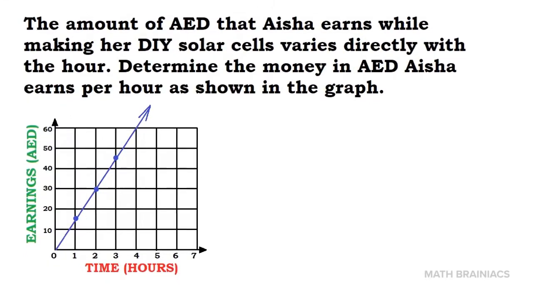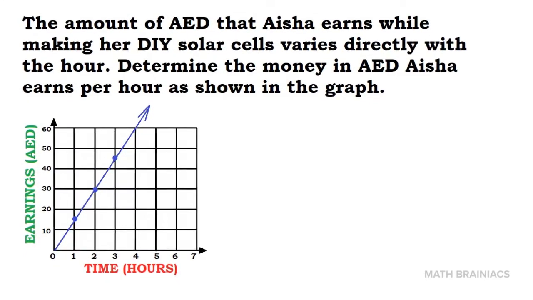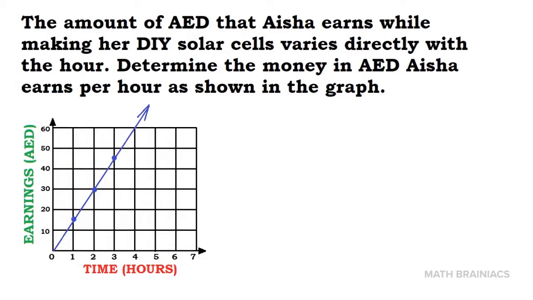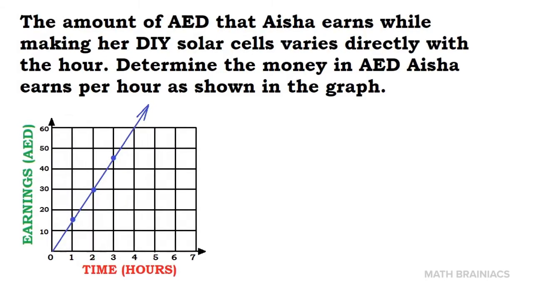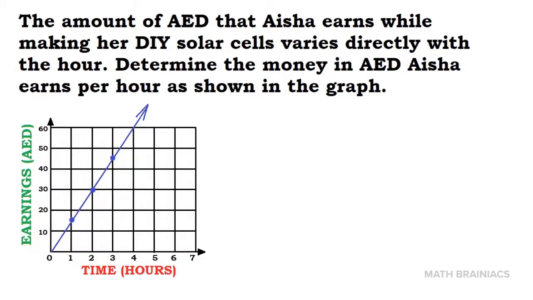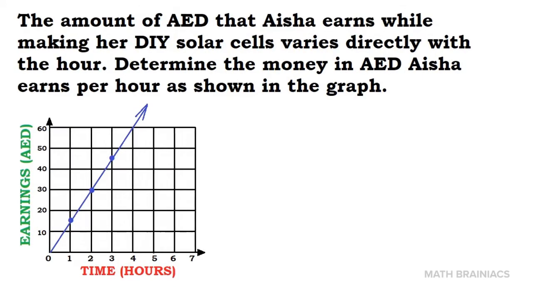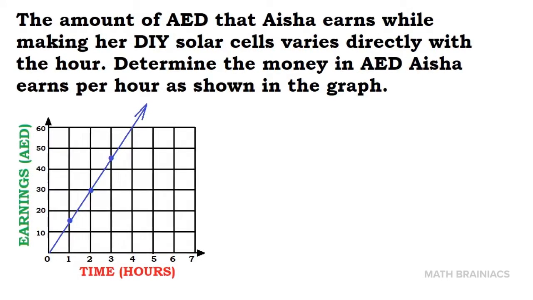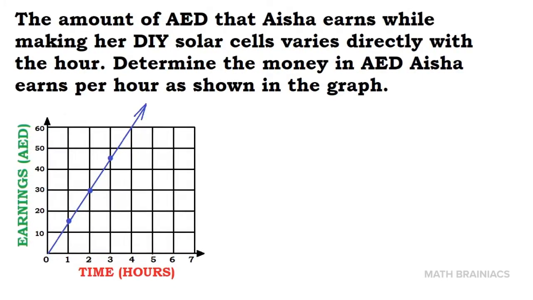Let us work on this example so that you will be guided. The amount of dirhams that Aisha earns while making her DIY solar cells varies directly with the hour. Determine the amount in dirhams Aisha earns per hour as shown in the graph.